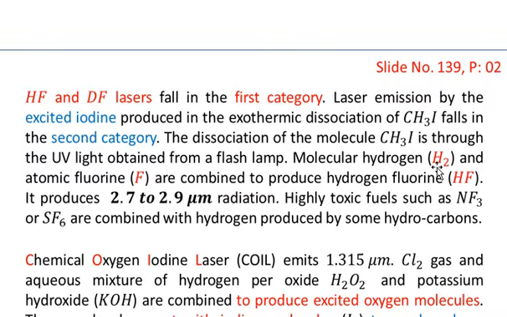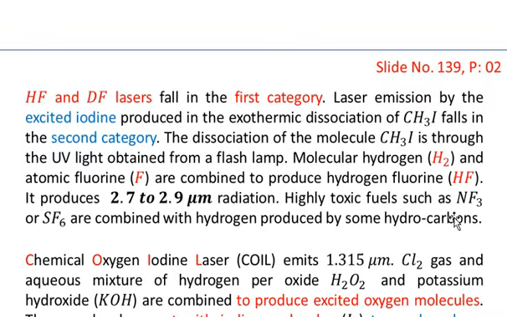Molecular hydrogen H2 and the atomic fluorine F are combined to produce hydrogen fluoride HF. So you can read this as hydrogen fluoride and deuterium fluoride. It produces 2.7 to 2.9 micrometer radiation.